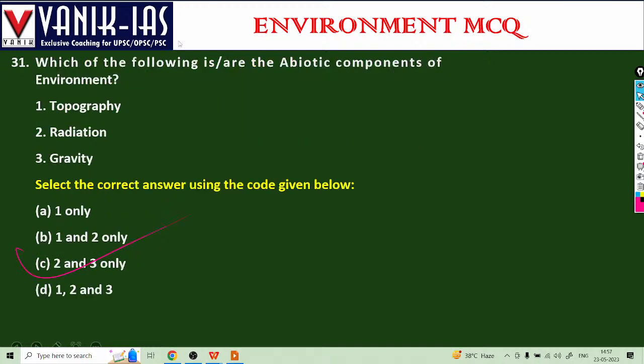Which of the following are the abiotic components of the environment? Topography, radiation, gravity. An abiotic component is a non-living component. So obviously topography, radiation, gravity, all three are abiotic components. Biotic components are those which have life, for example species, wildlife, and plants.